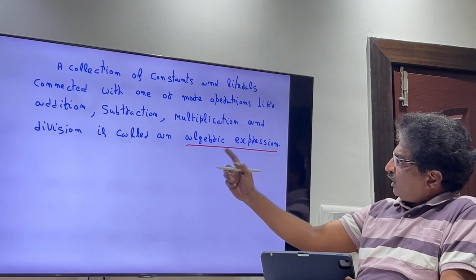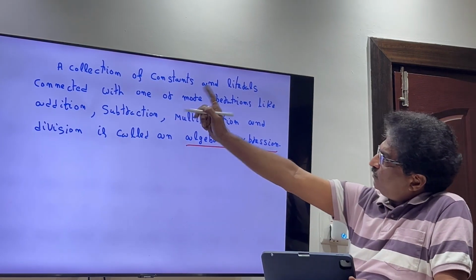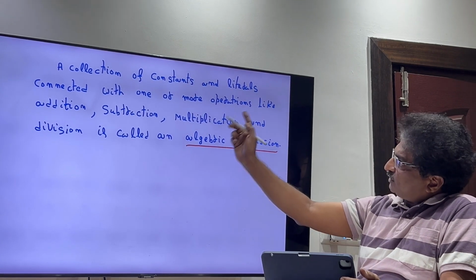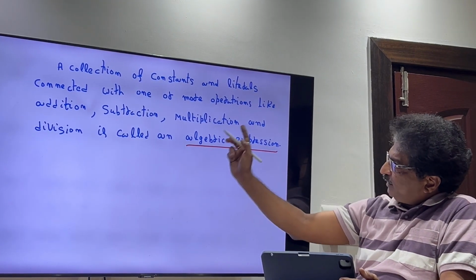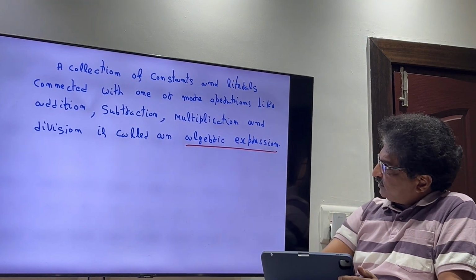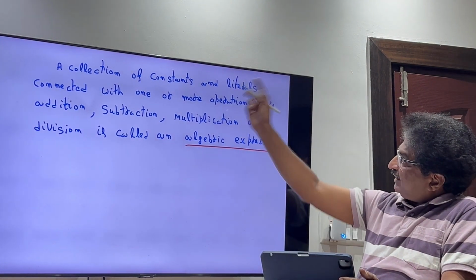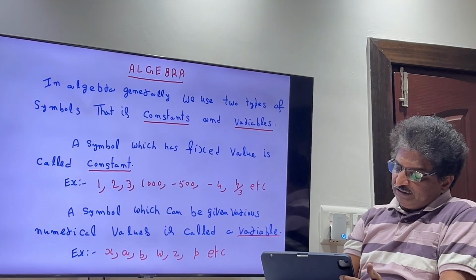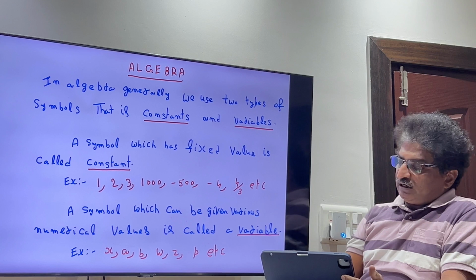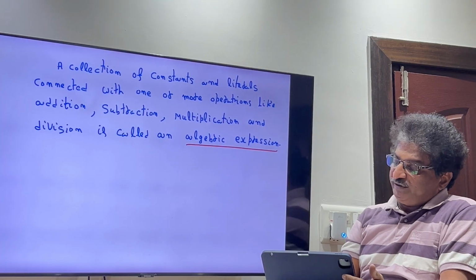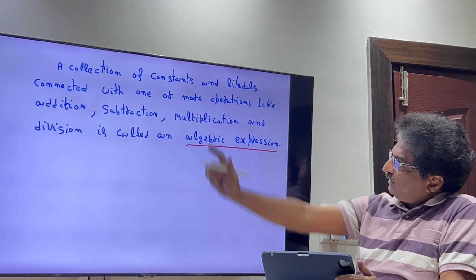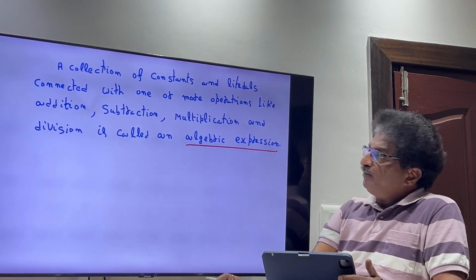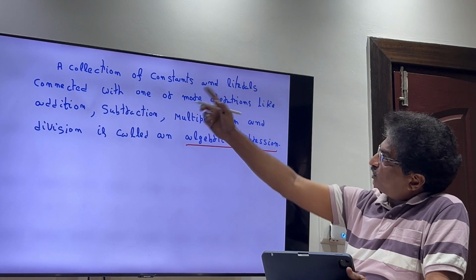So, about algebraic expressions: a collection of constants and literals connected with one or more operations like addition, subtraction, multiplication and division is called an algebraic expression. Here, one of the words we are using is literals. Literals are nothing but variables. In the earlier page, we discussed variables. Variables are otherwise said to be literals also. So what is the definition of an algebraic expression? It is a combination of both constants and literals.